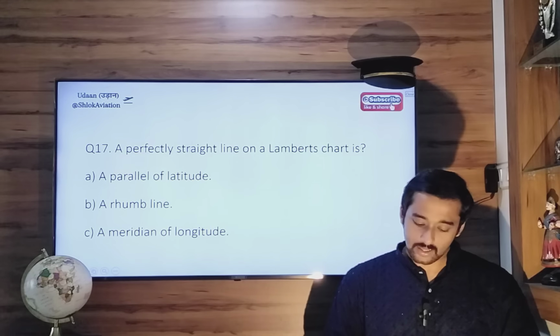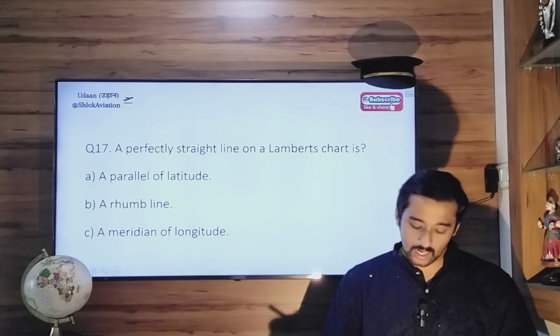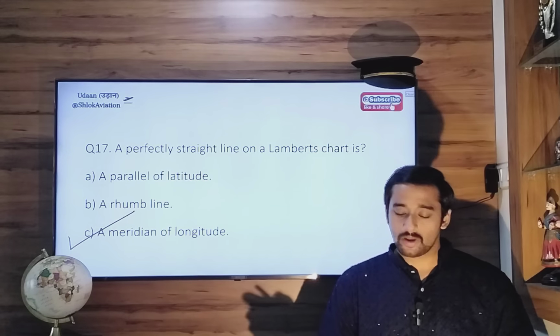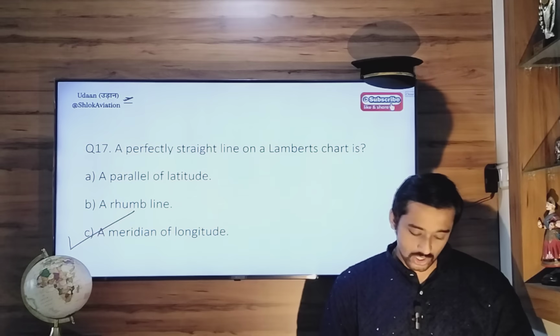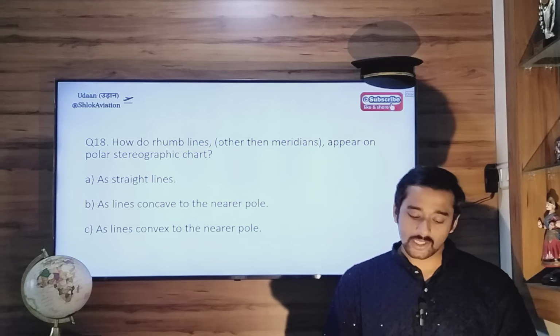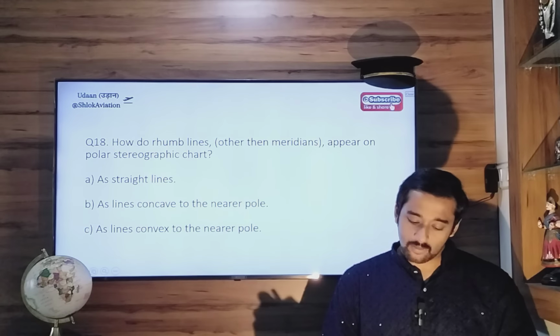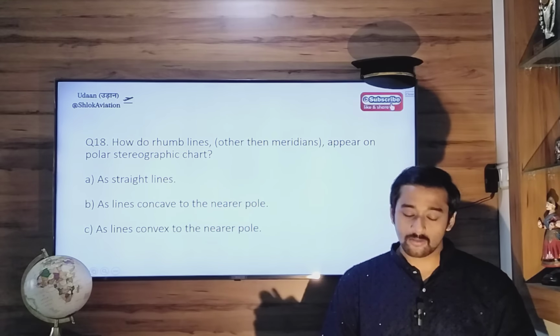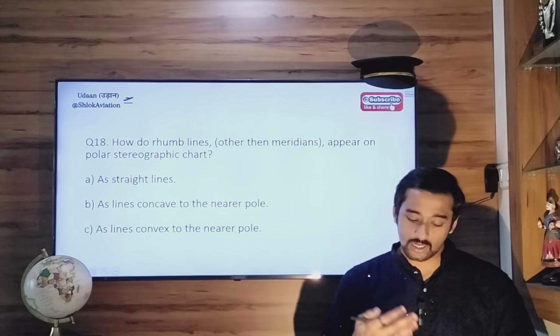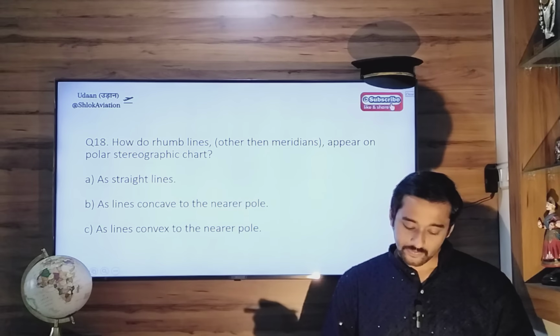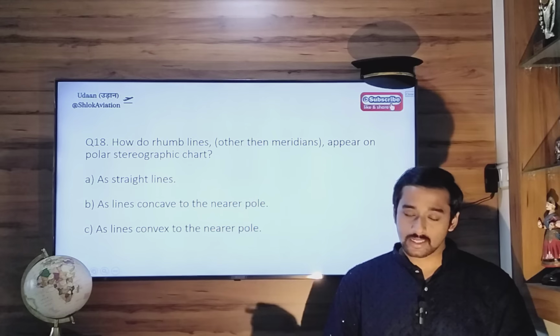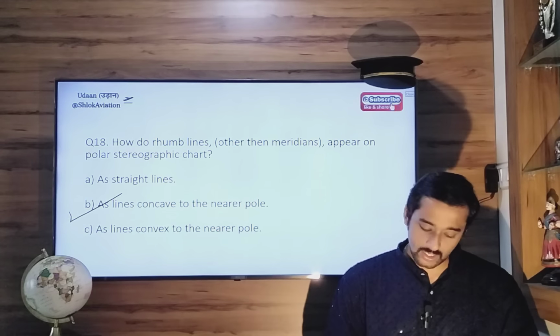Question number 17. A perfect straight line on a Lambert chart are meridians. So meridians are straight lines on a Lambert chart. Remember all the properties of all the charts. How do rhumb lines other than meridians appear on polar stereographic charts? This question has been asked many times before. So rhumb lines are lines concave to the pole of projection.